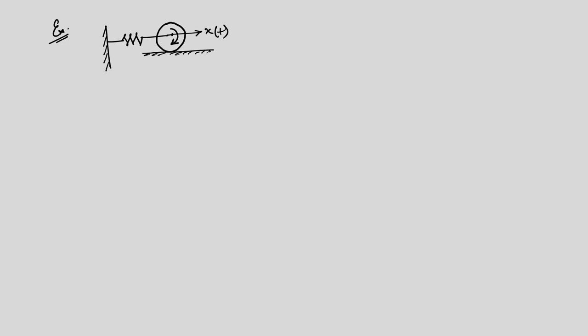Now, again there is no friction, and this wheel does not slip over the surface. So, in that case again what we have is total energy is equal to summation of kinetic energy plus potential energy. So, in this case again half m v square, plus half k x square.